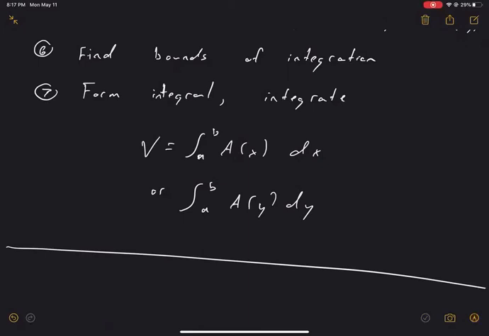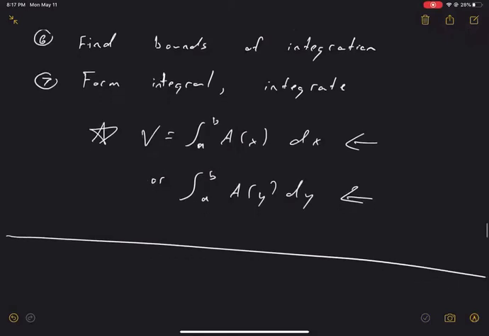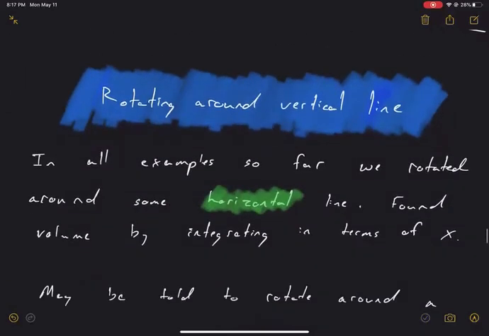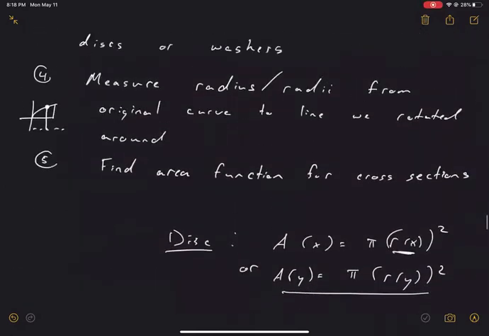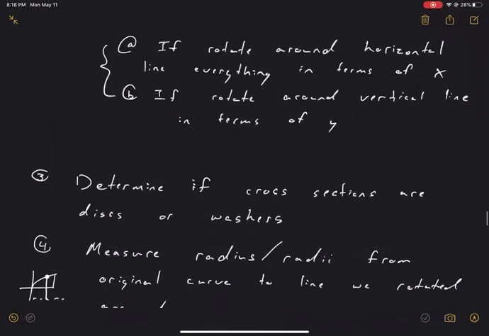All right, and that's enough information to form our integral, and we know that the volume is going to be equal to the integral from a to b of A(x) dx. Again, that's if we've rotated around a horizontal line, and this is for vertical. And then we just integrate. So the hard part of this is not the integration, it's definitely setting everything up. Now let's see a case where we've rotated around a vertical line and how things change. I'll do some examples following these steps so you can see these steps applied methodically.